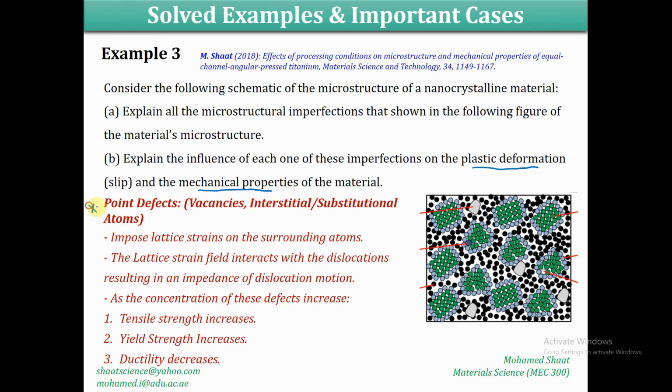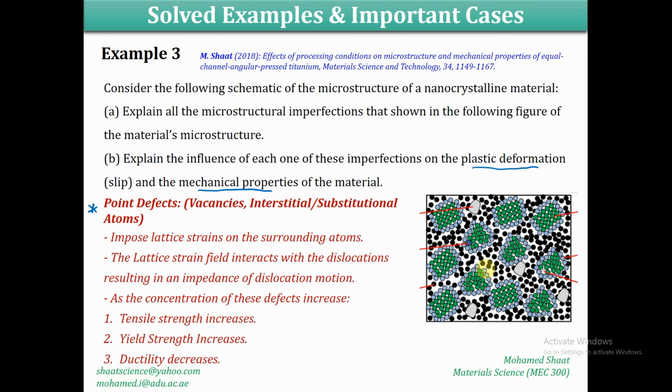So let us start first with the point defects, like vacancies, interstitial, substitutional atom. We said that we do have a substitutional atom here, we do have some vacancies. So what is the influence of these point defects on the material microstructure, mechanical properties, and the plastic deformation? As we discussed in chapter 4, and even mentioned in chapter 7, the existence of a substitutional atom of an impurity indicates an alloy. So this type of nanocrystalline material should be an alloy.